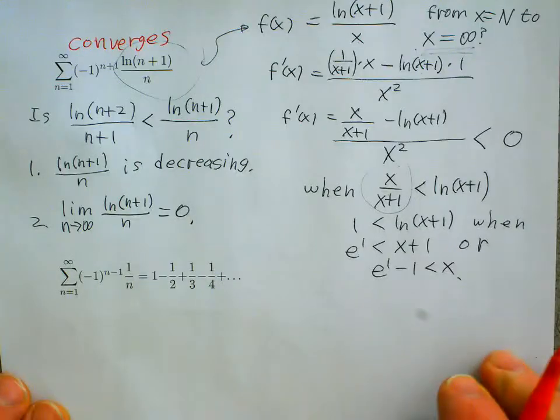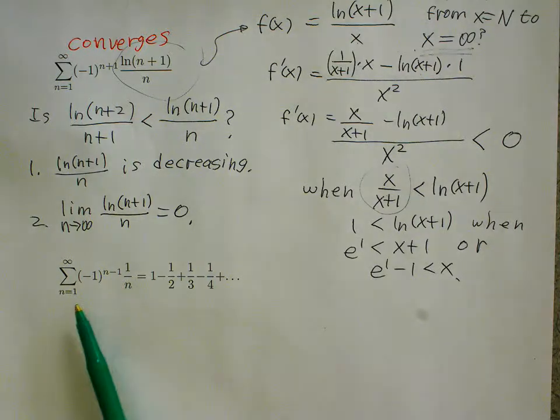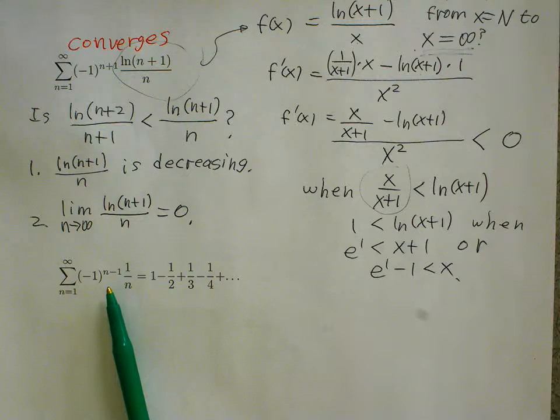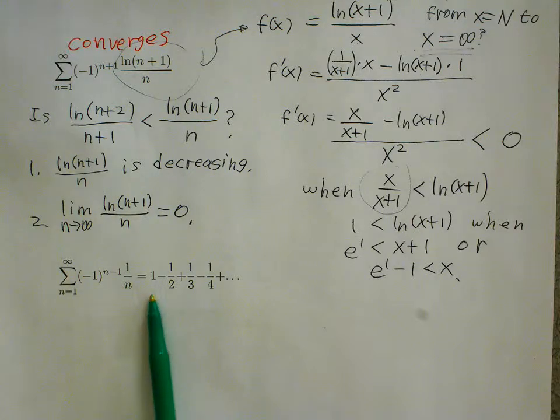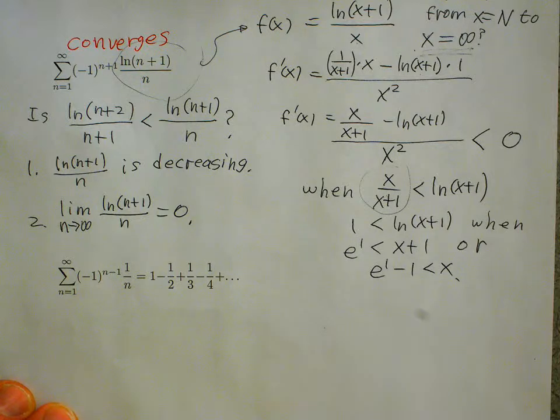Okay, the next one, we have the infinite alternating series. The terms are -1 to the n minus 1 times 1 over n. So the first few terms, 1 minus 1/2 plus 1/3 minus 1/4, and so on. So this one's pretty obvious.